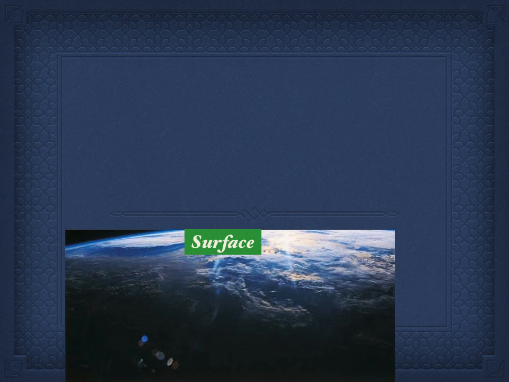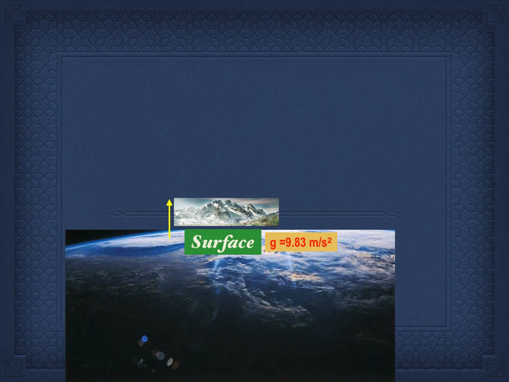Now at the surface of the Earth, as we have seen, the value of G is 9.83 meter per second square. Now if we consider Mount Everest, which is at a height of 8.8 kilometer, the value of G is 9.8 meter per second square. Now as we have already discussed, the radius of Earth is 6,400 kilometer. So the distance from the center to Mount Everest will be 6,408.8 kilometer, wherein the change in the value of G is negligible.